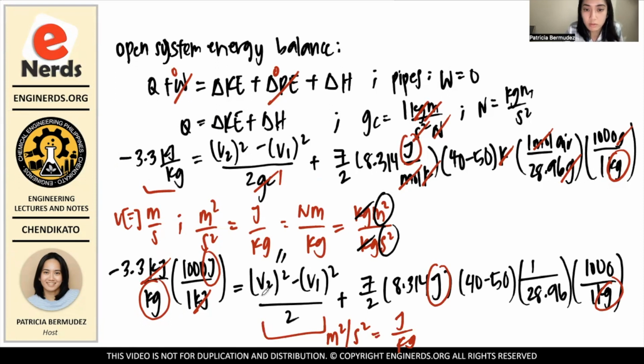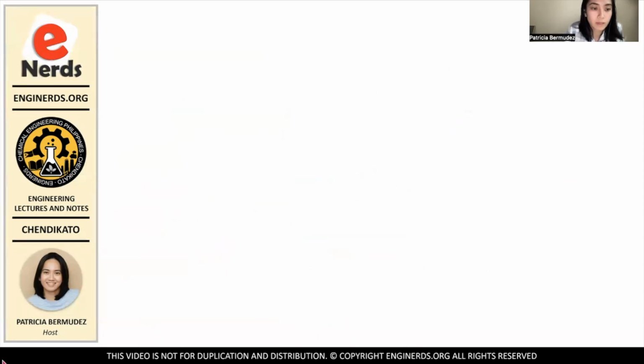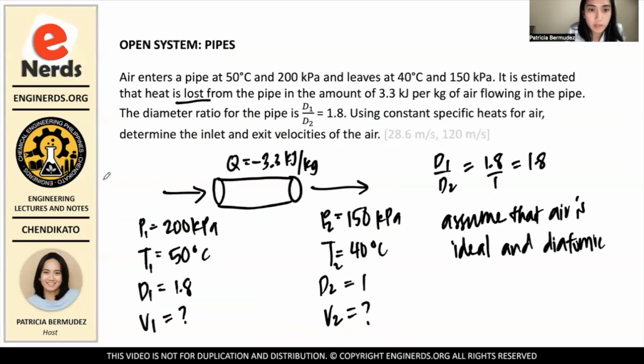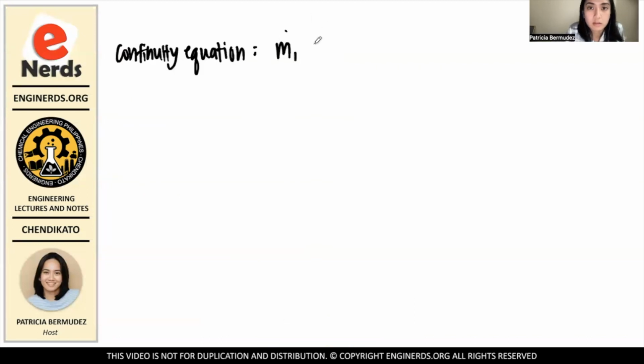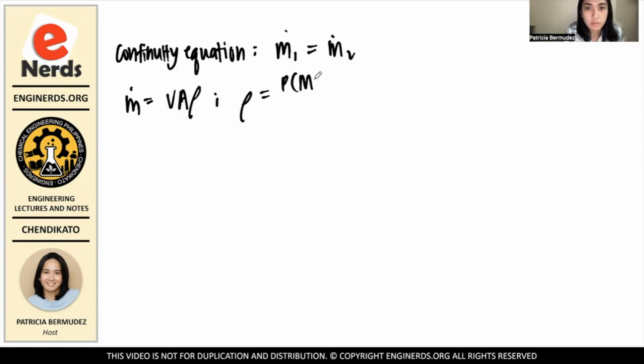But since there are two unknowns, V1 and V2, we have to use another equation. So here, we're going to use the continuity equation. And we know that the mass flow rate at the entrance is equal to the mass flow rate at the exit. And mass flow rate is equivalent to V times the cross-sectional area times density. And we know that density is equals to P times the molecular weight over RT, like so. And then we can replace this whole thing here.